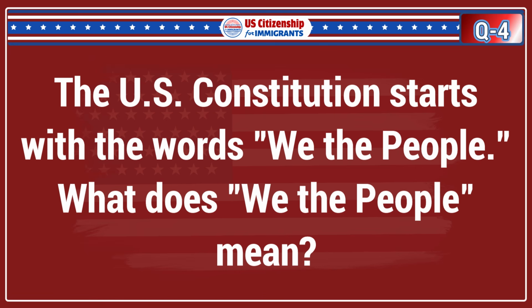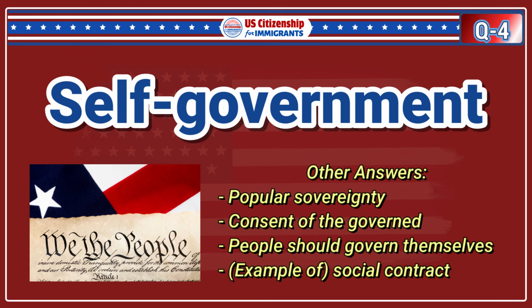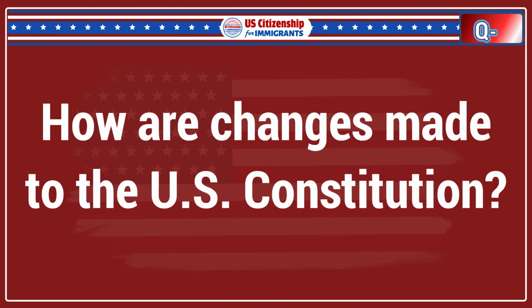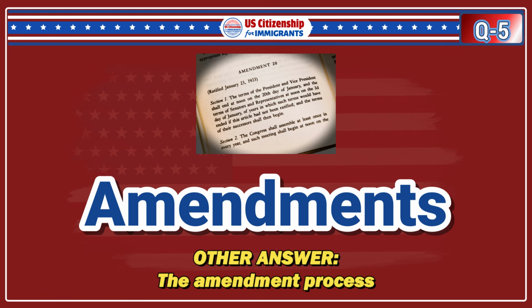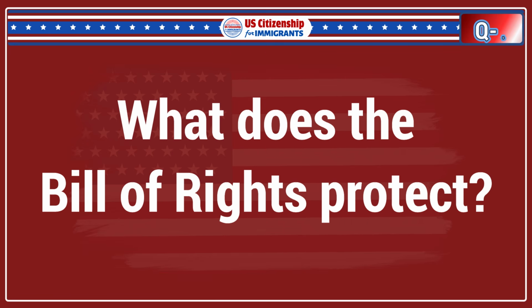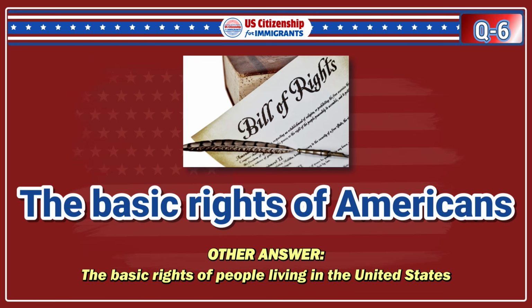4. The U.S. Constitution starts with the words, "We, the people." What does "we, the people" mean? Self-government. 5. How are changes made to the U.S. Constitution? Amendments. 6. What does the Bill of Rights protect? The basic rights of Americans.